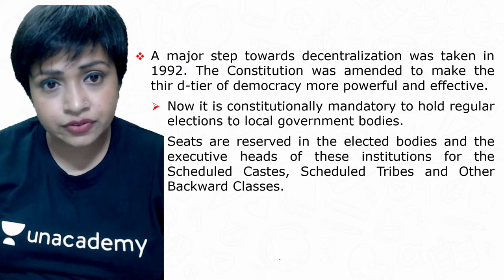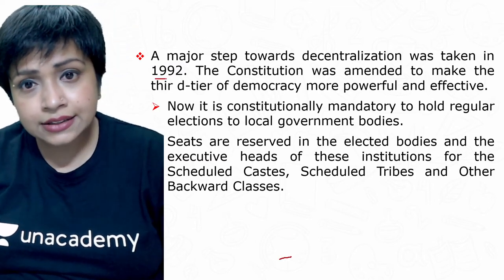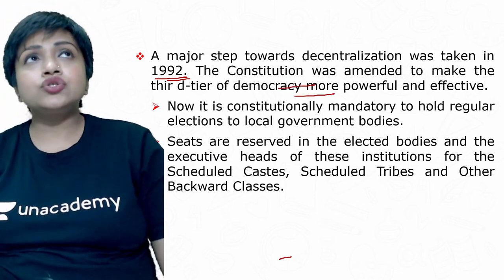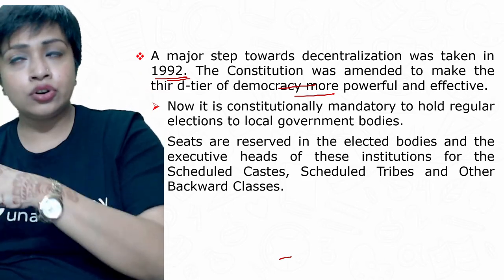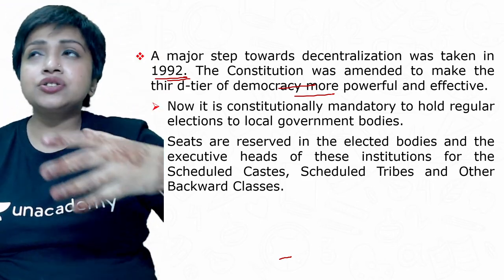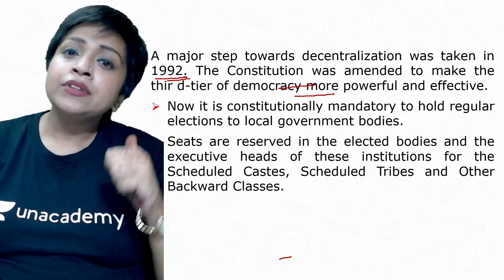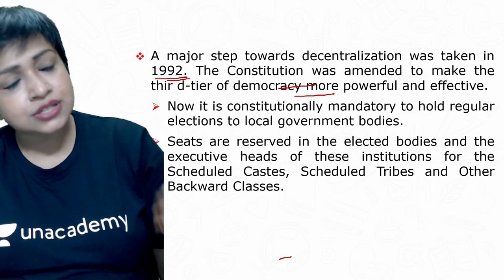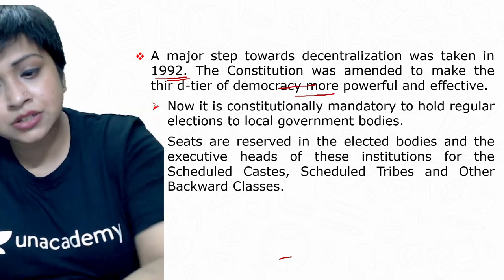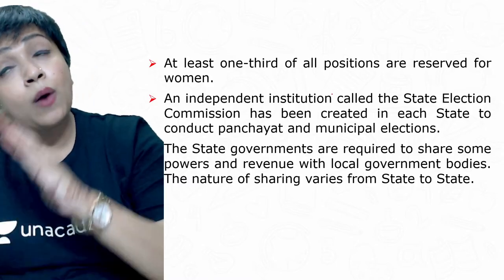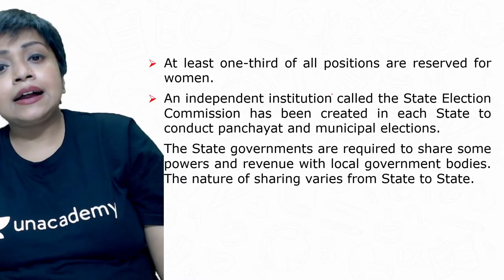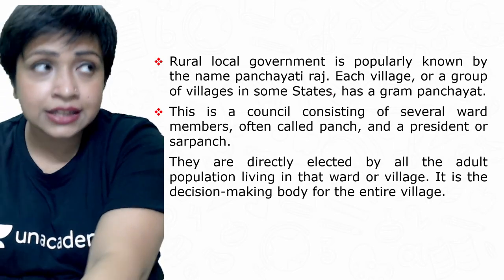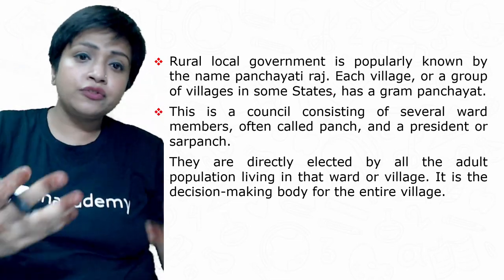It was taken in the year of 1992, and they amended the third tier of the democracy and made it more effective. So now when you have this panchayat or corporations, their elections have become compulsory. Regular elections are compulsory. In these bodies also you have seats reserved for scheduled castes, scheduled tribes and backward classes, OBCs. And you have 1/3 seats reserved for women, so that women also have a share in the election process. They have a viewpoint, they have their demands put forward.